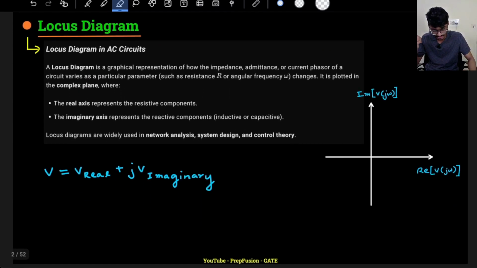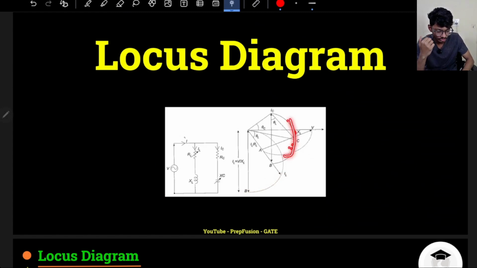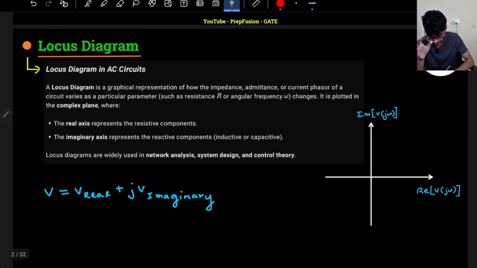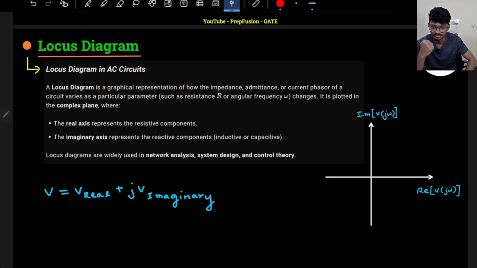So let's basically start. What is a locus diagram? From this figure, I think you can understand. What does locus mean? Locus is the graphical representation of different points. So we are plotting the points. Locus of what? Locus of any quantity. Here, for network analysis purposes, a locus diagram is a graphical representation of how the impedance, admittance, or current, or any quantity that varies with frequency or some other value, we just plot it in the real and imaginary axis. Once we see a few examples, we will understand.